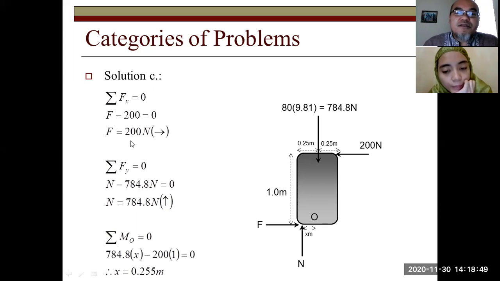Sigma Fx equals 0. The friction now is 200 Newton to the right. The normal force is still the same, 784.8 Newton upward. Now what is x now?